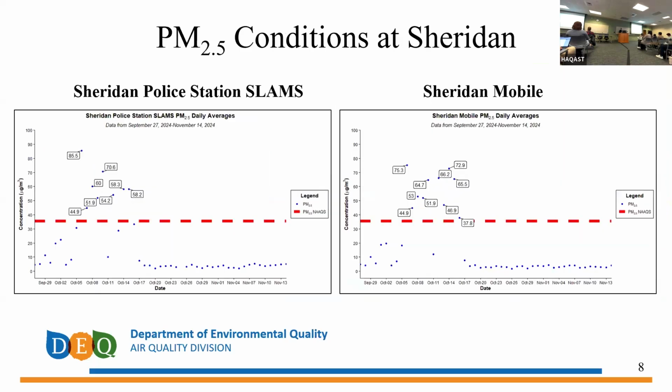So on the left is the police station SLAMS there with many exceedances of the 24-hour PM2.5 NAAQS in early October. On the right, the Sheridan Mobile Station, similarly many exceedances of the PM2.5 NAAQS. Same monitor equipment at both stations.